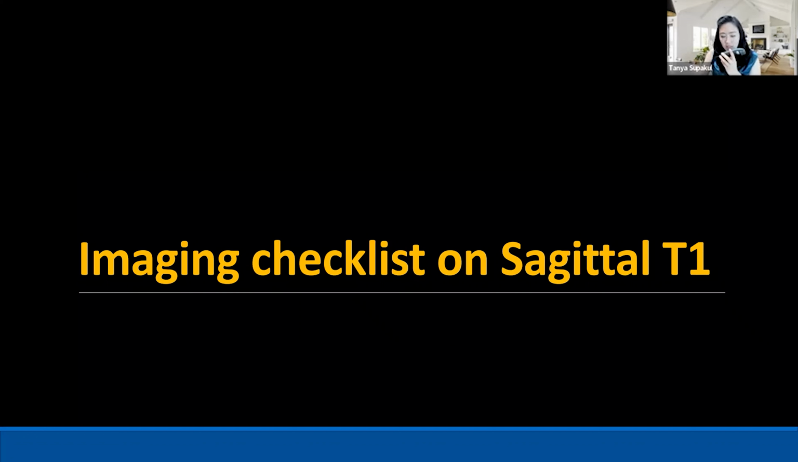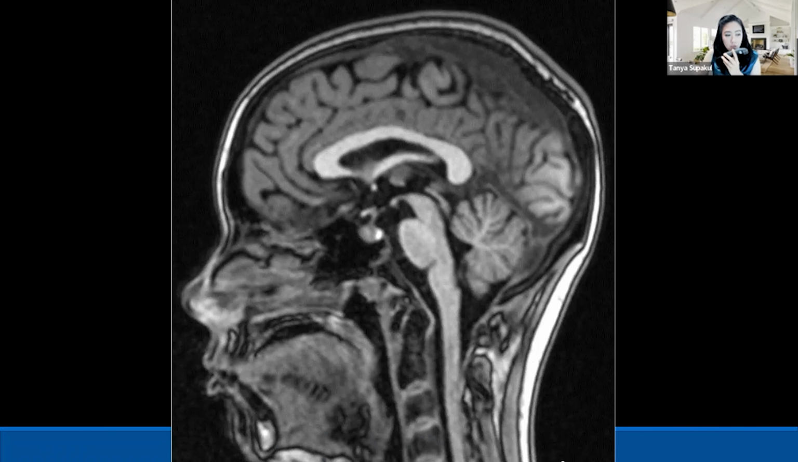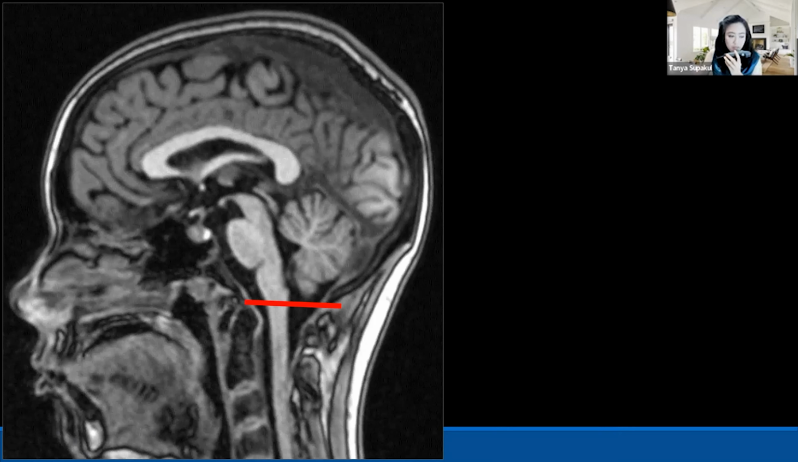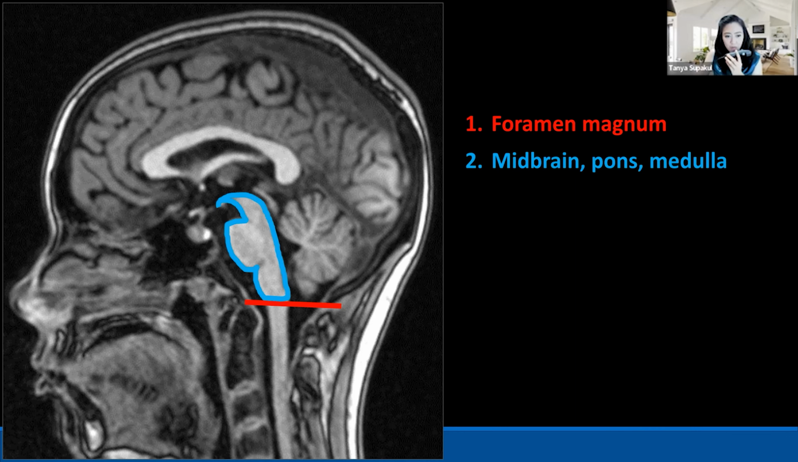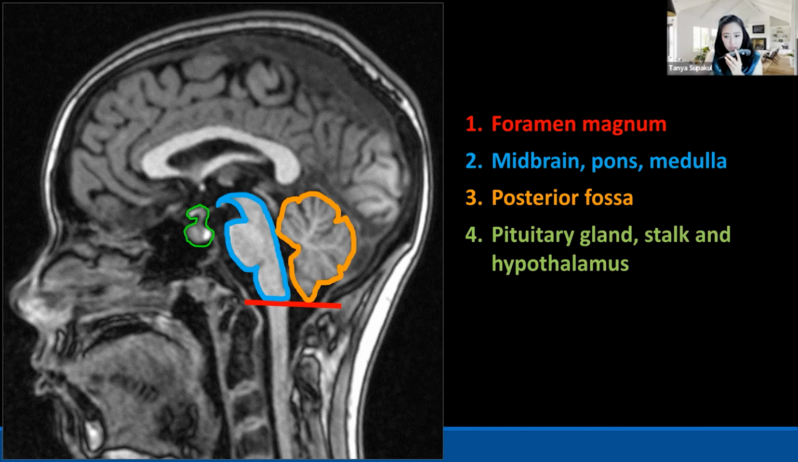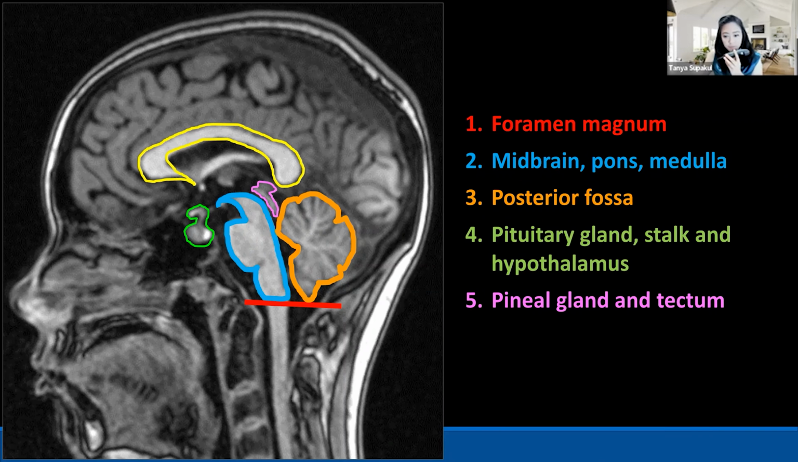For the imaging checklist on the sagittal T1, I would start from the midline cut of the sagittal T1. And then there are 6 things that you can see here. First is the foramen magnum, when you draw the line from the tip of the clivus to the occipital condyle. The second anatomy that I am going to check is the midbrain, pons, and medulla. The next one is the posterior fossa. The third one is the anterior and posterior pituitary gland, pituitary stalk, and hypothalamus. And then I am going to check the tectum and the pineal region.